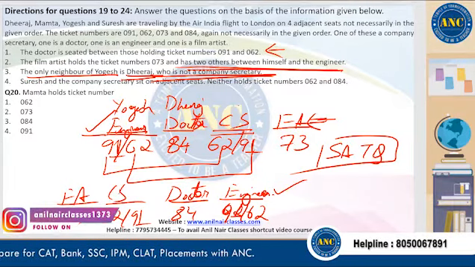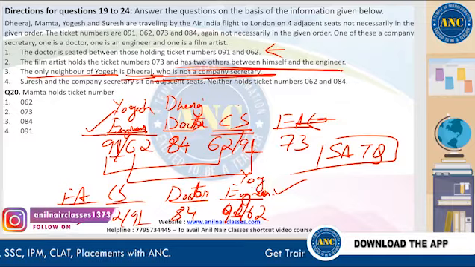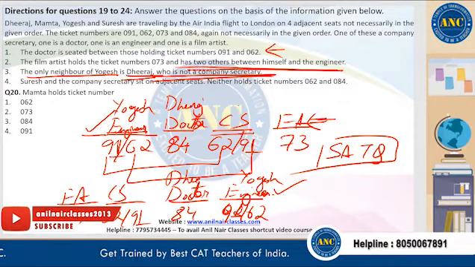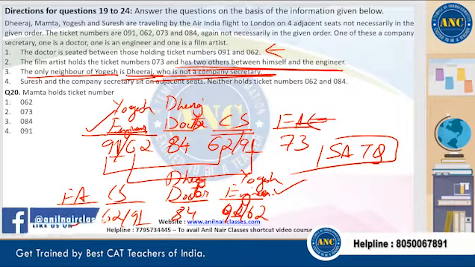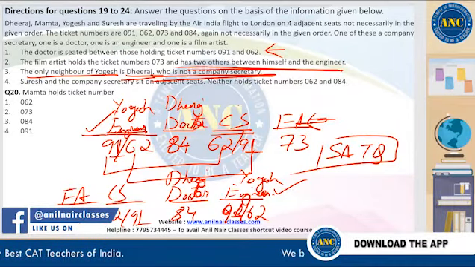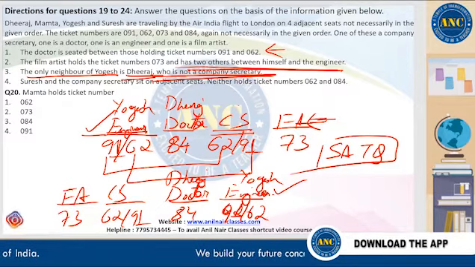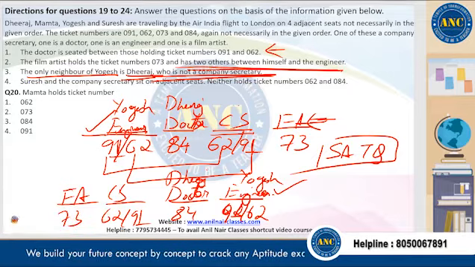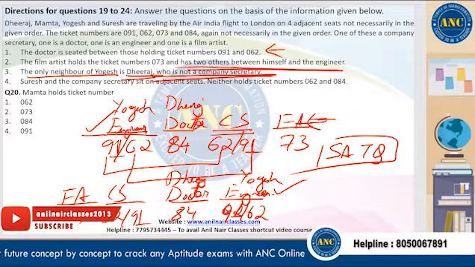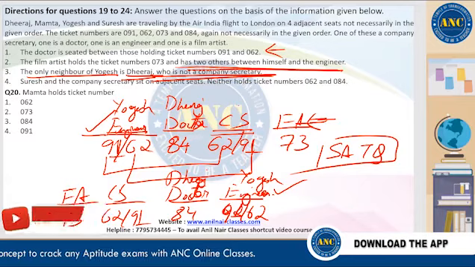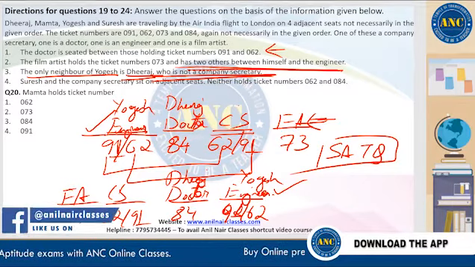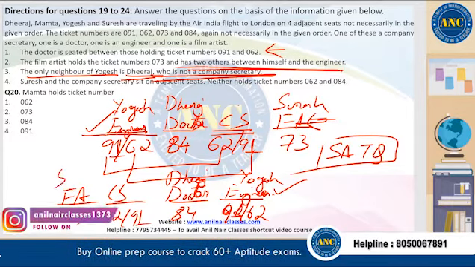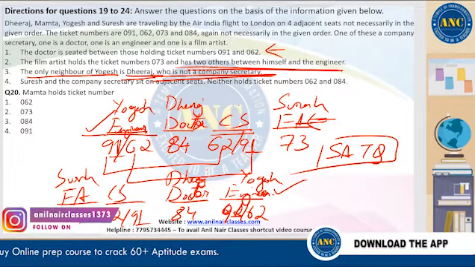Let me fill in the other case as well. That's Yogesh, the engineer. The only neighbor is Dheeraj, so Dheeraj cannot be the company secretary. We'd already noticed that the film artist cannot be Yogesh, because then the company secretary would become Dheeraj, and Dheeraj is not a company secretary. Suresh and the company secretary sit on adjacent chairs, which means Suresh is not the company secretary. So Suresh is ticket number 73.